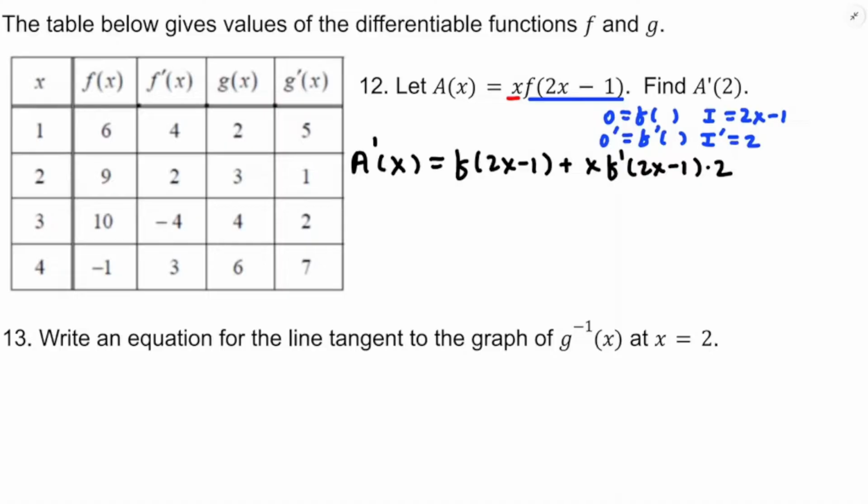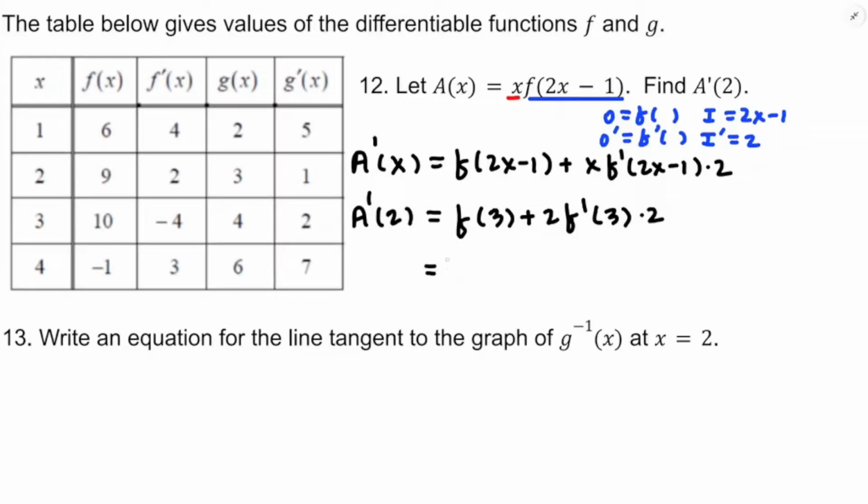Okay, and then we want a prime of 2, so that's going to be f of 4 minus 1 plus x is 2, f prime of 4 minus 1, and then multiply by 2 again. Okay, so I need to look these up. f of 3 is 10, plus 2 times 2 is 4, times f prime of 3 was negative 4. So I've got 4 times, so 10 minus 16, that's going to be negative 6.